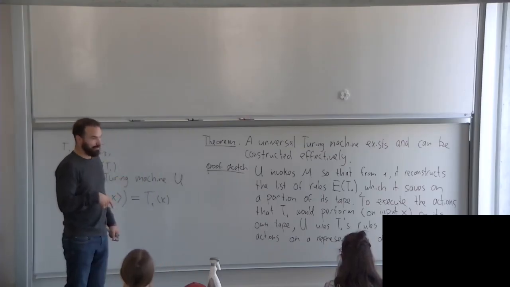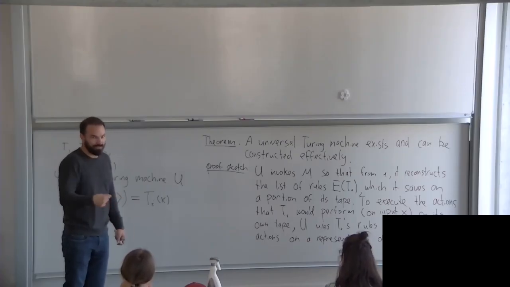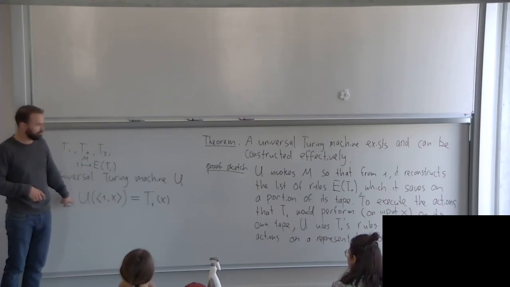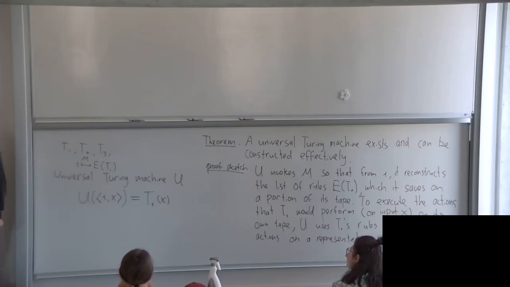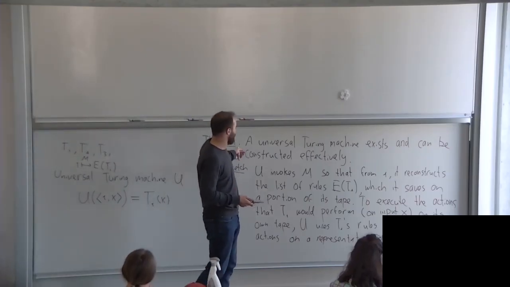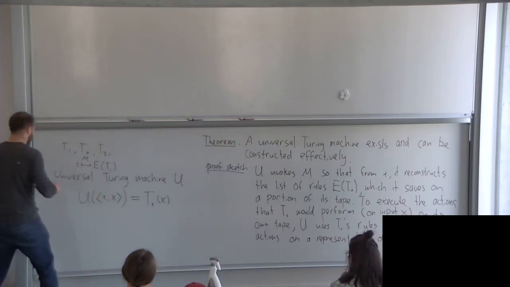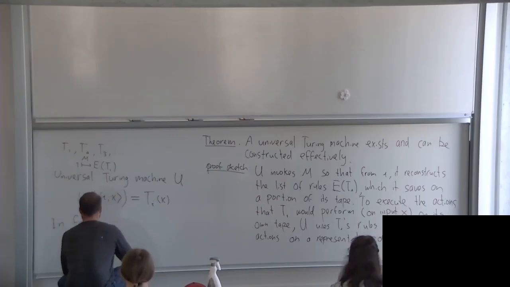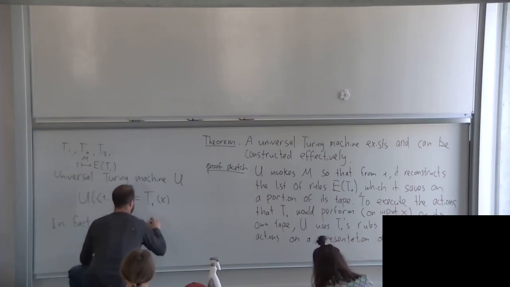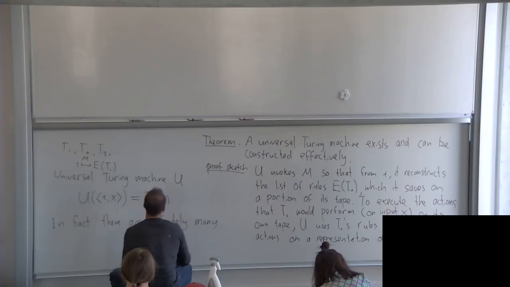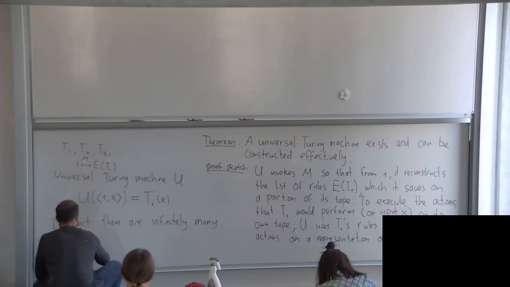If Ti doesn't halt, you will just keep on imitating Ti, and so U will also not halt. So it fulfills this equation also when Ti is undefined. As was observed last time, I stated that there exists a universal Turing machine, but in fact there are infinitely many universal Turing machines. Infinitely many such U's.